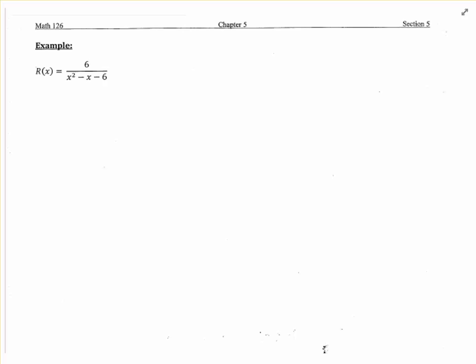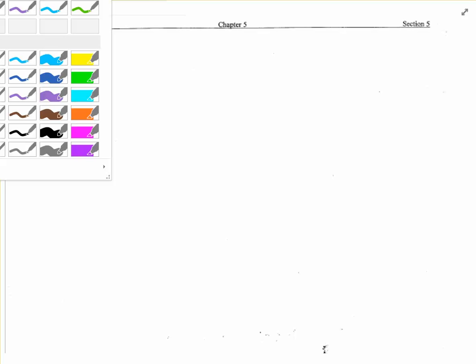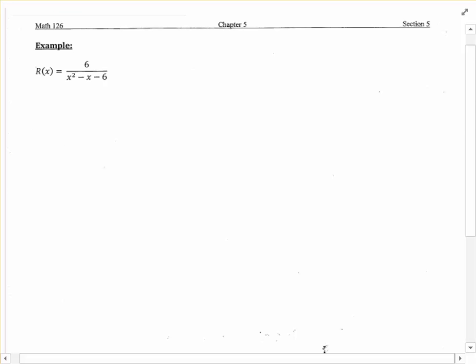So without further ado, let's go ahead and start with step 1, which is to factor both the numerator and denominator if possible. Of course, there's really nothing much to do with the numerator, so we'll just leave that as is. But our denominator certainly factors as x minus 3 times x plus 2.